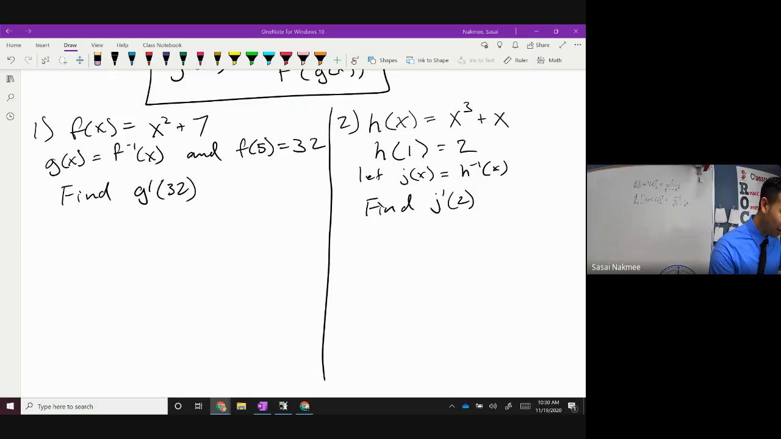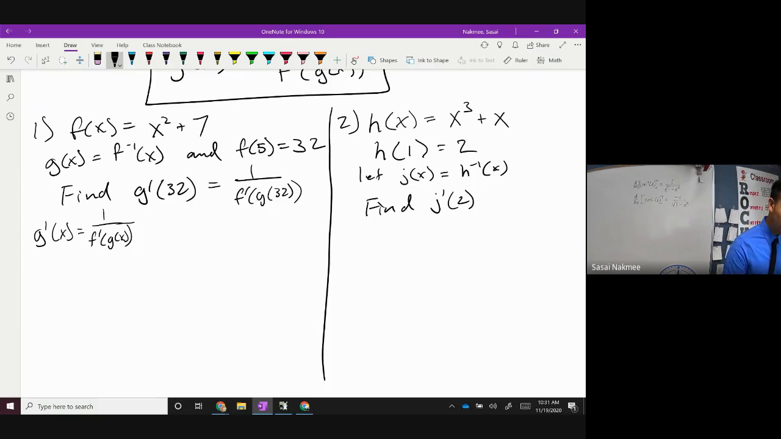So if I'm asked to find g prime of 32, I need to know that the derivative of the inverse function is going to be equal to 1 over the derivative of the original function evaluated at the inverse at the point that I care about, right? So plugging this in, I know that g prime of 32 is going to be equal to 1 over f prime of g of 32. So here are the 2 things I need: I need to find out what f prime is, and I need to find out what g of 32 is.